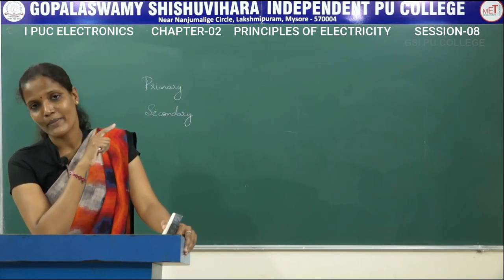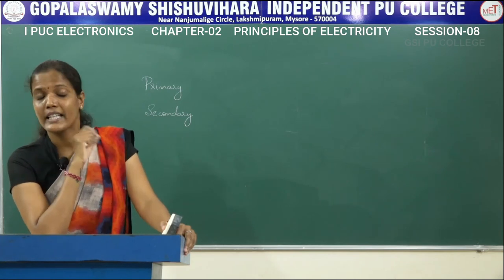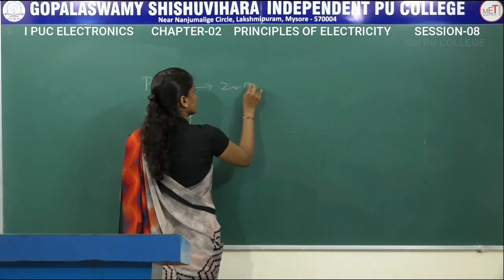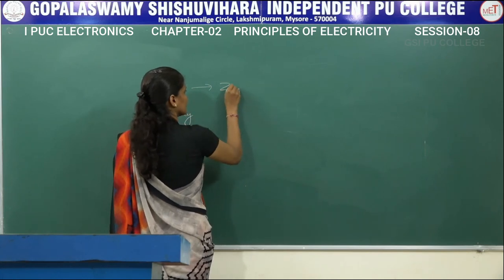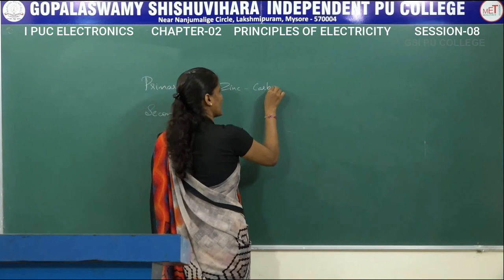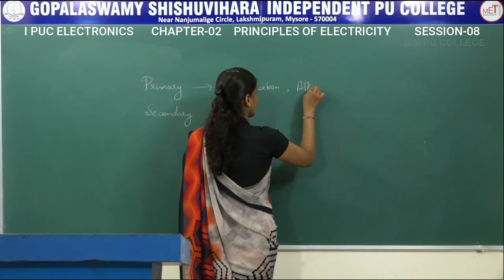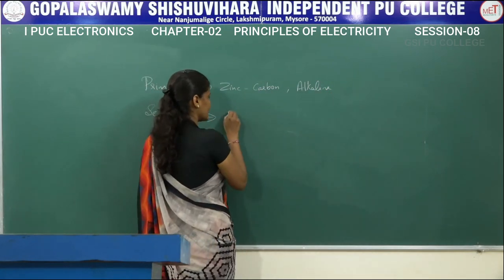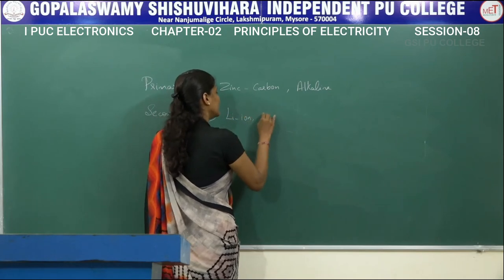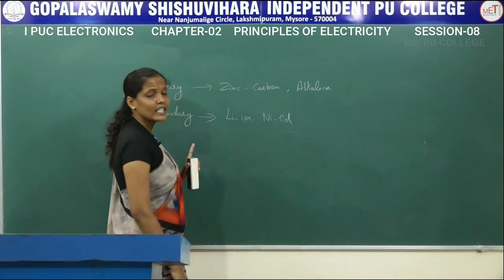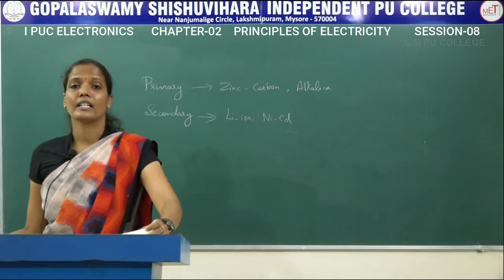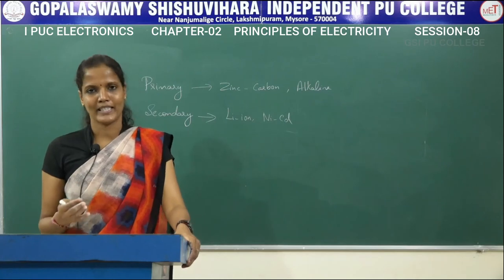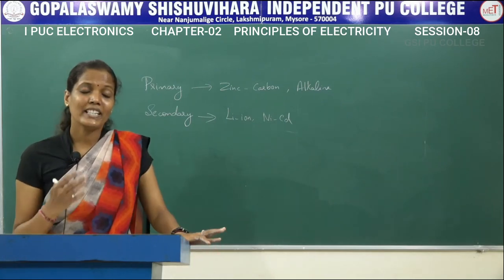Some examples for these primary and secondary cells: zinc carbon batteries and alkaline batteries are examples of primary batteries. Whereas coming to secondary cells, it is lithium ion batteries or nickel cadmium batteries, all of these come under secondary batteries. Primary batteries are not rechargeable, whereas secondary batteries are rechargeable. The best example for secondary batteries is the batteries of our mobile phones. Clear?